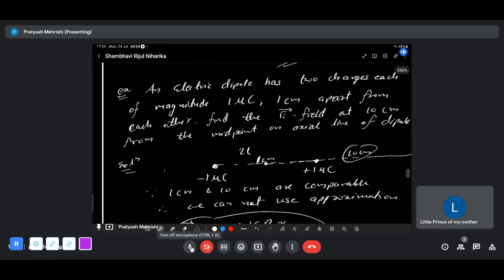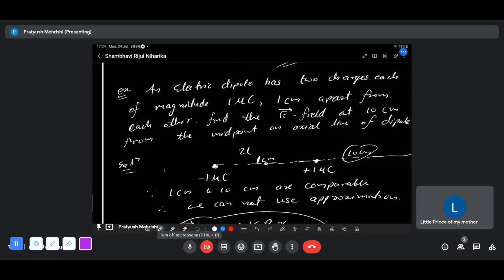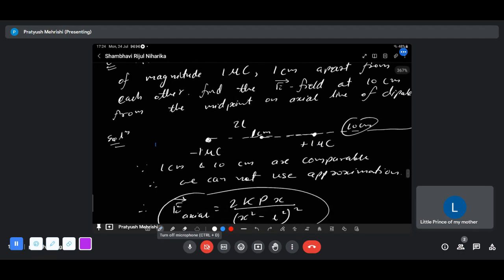Okay, now the next question. In this next question also, the same thing is being done. The question is: an electric dipole has two charges, each of magnitude 1 microcoulomb, 1 centimeter apart from each other. Find the electric field at 10 centimeters from the midpoint on the axial line. On the axial line, what is the formula for the electric field due to a dipole moment? 2Kp upon x cube.